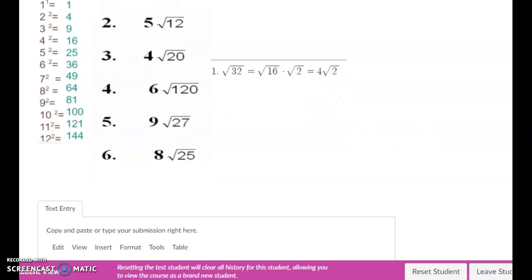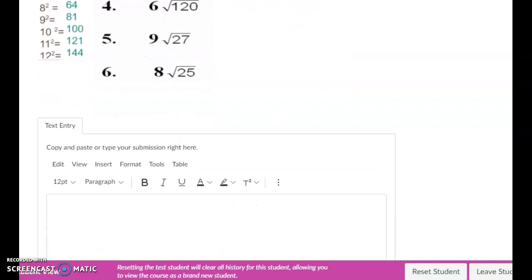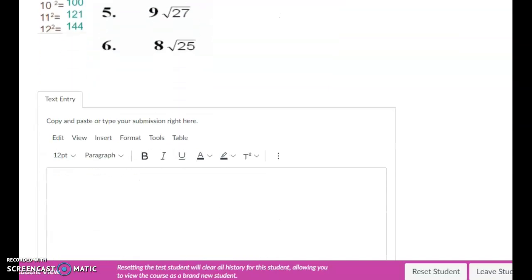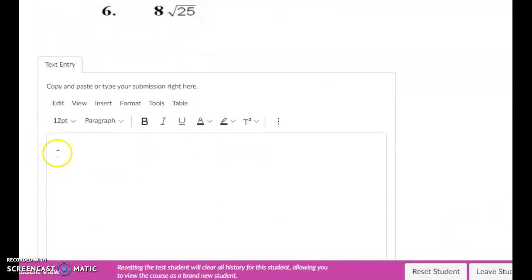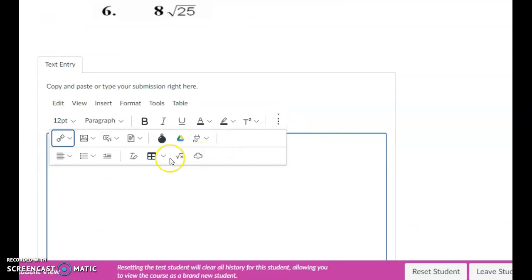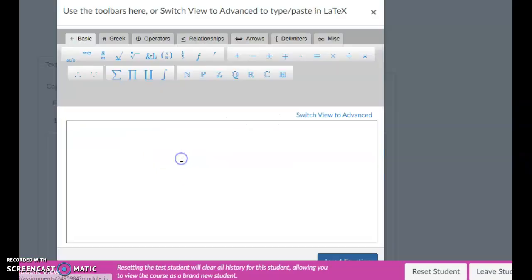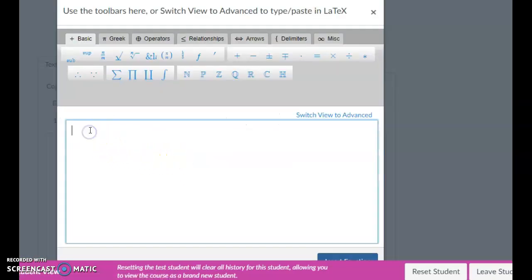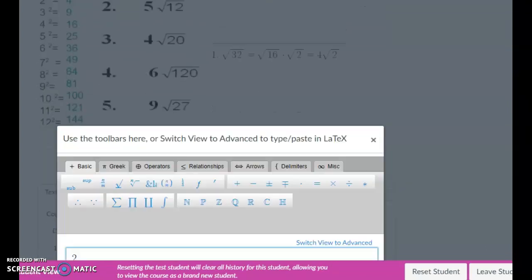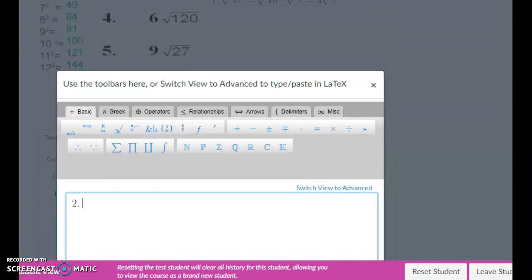Well, we used our text entry. I'm going to do number 2 with you. Number 2 is 5 square roots of 12. Okay, so we go into three dots. We go down to the square root symbol. That's where you insert math equations. Since we're doing number 2, we're going to put 2 here. Okay, 5 square roots of 12.